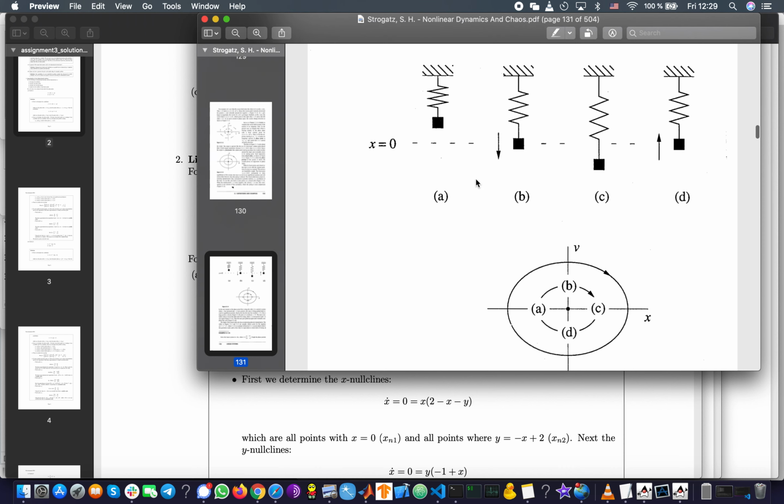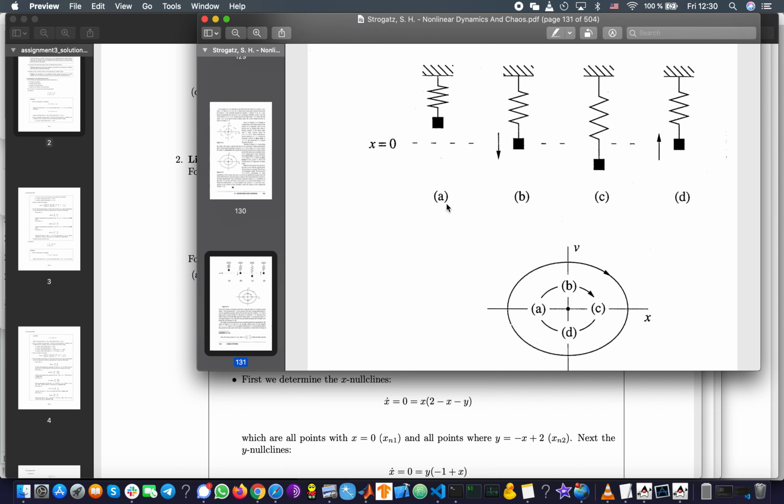Yeah, so here you can see that this oscillator has a state, where the velocity is changing as well as its position. Therefore we have a velocity, which is x dot, as well as x. So we call it our phase portrait.